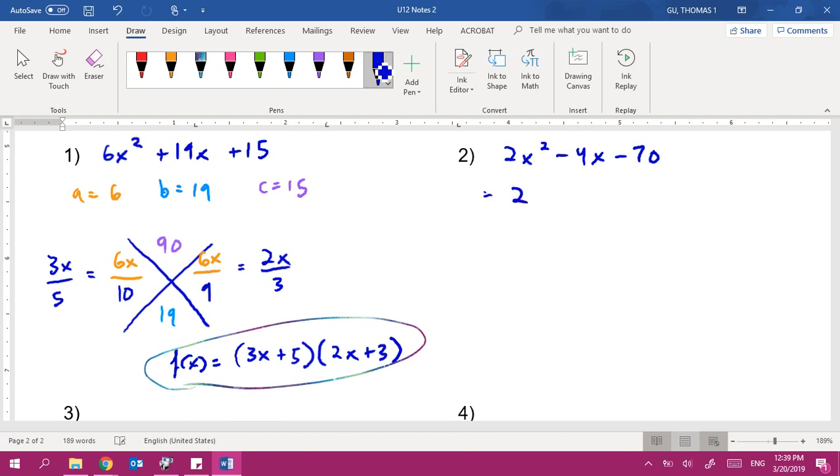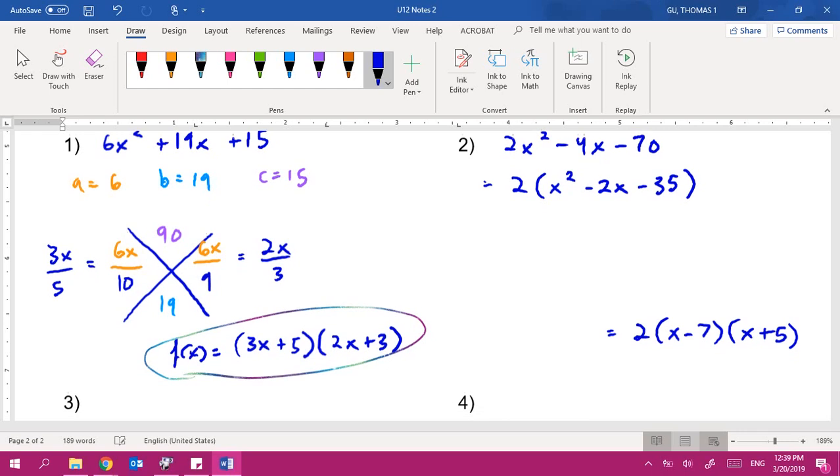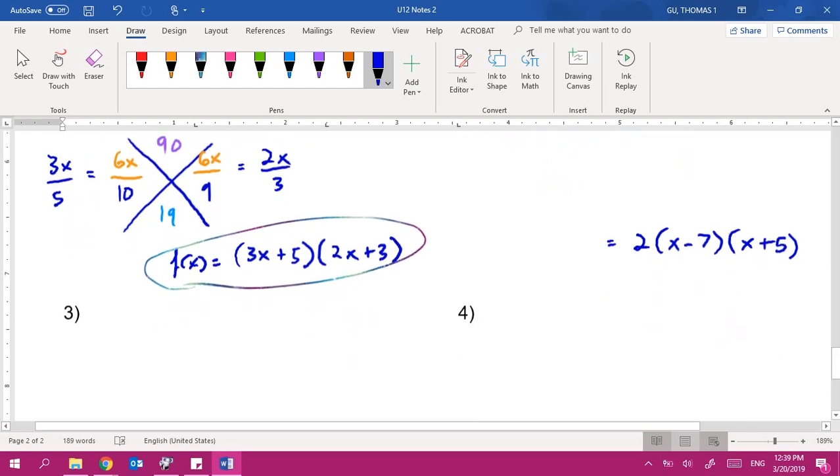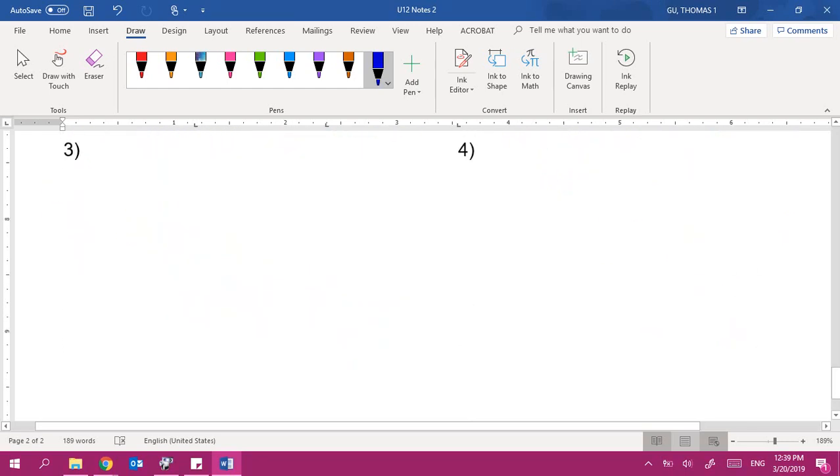So this is the same thing as 2 times x squared minus 2x minus 35, right? And then you could just work it out from there, and your answer would end up like this: equals 2 times x minus 7 times x plus 5, if you work it out all the way. I'm not gonna spend time to do that, because you can do it the exact same way as the others. But let's take a look at this example. Make sure you know how to write the answer for this one.